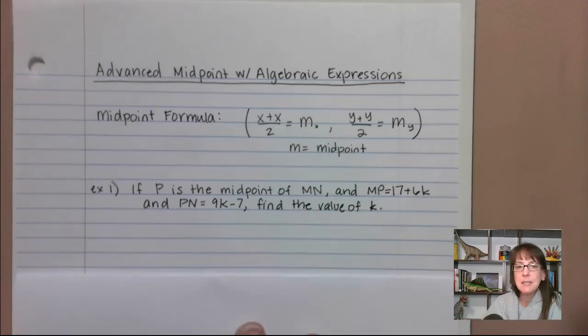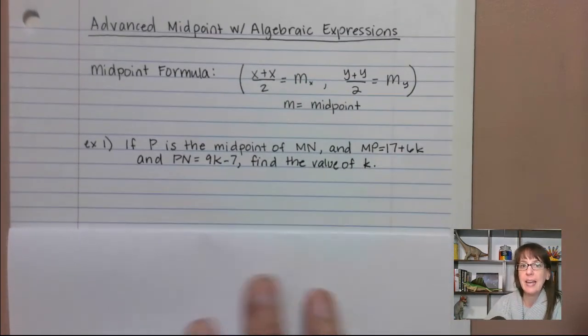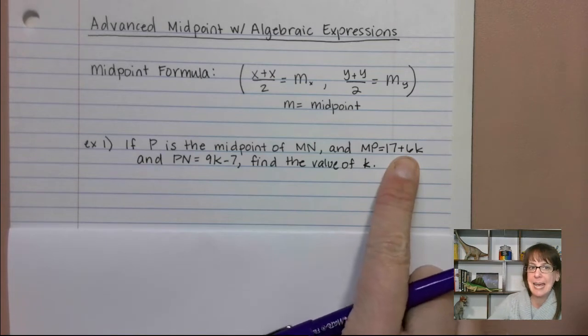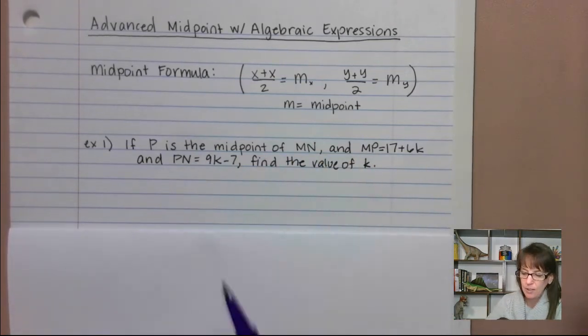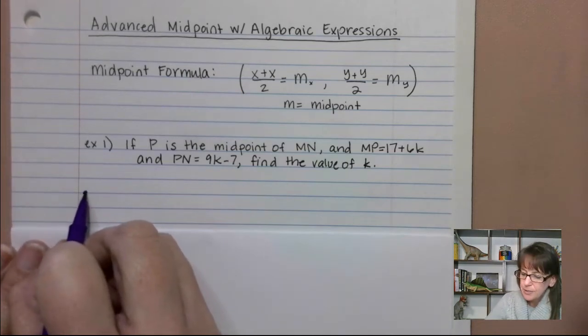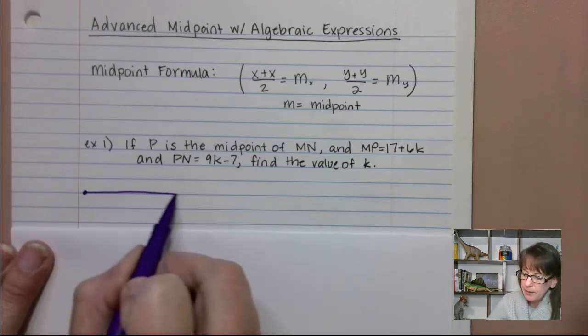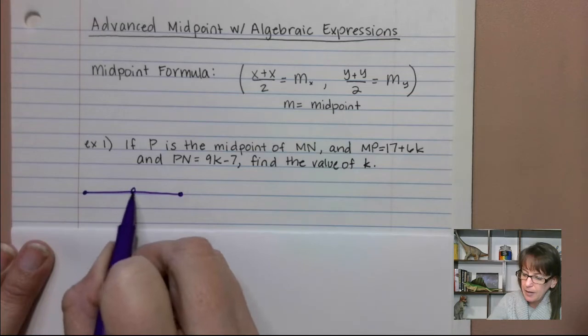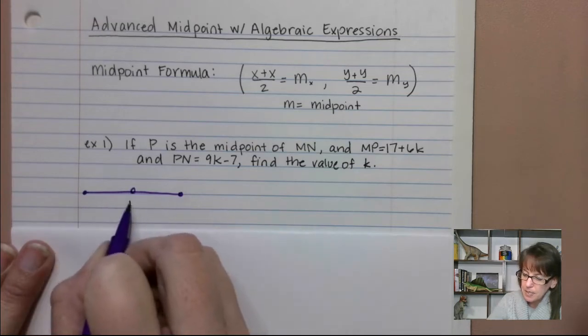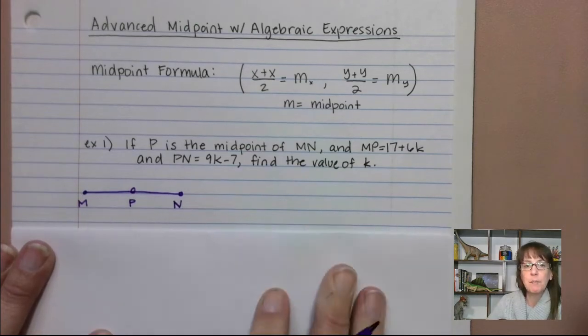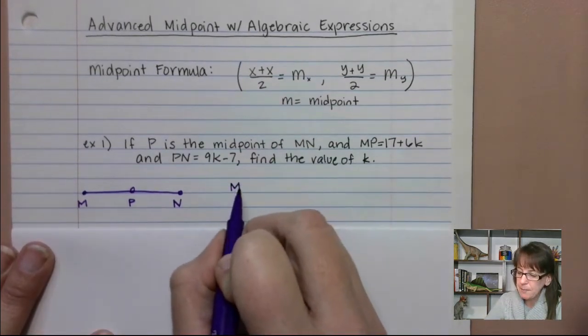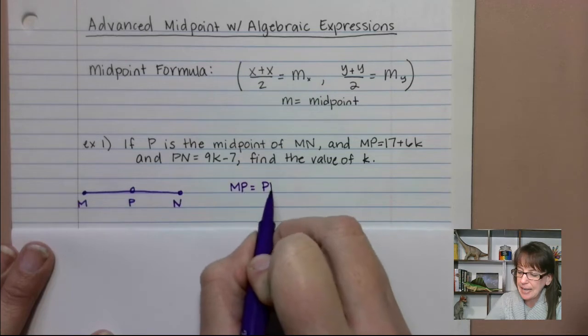If P is the midpoint of MN and MP is 17 plus 6K and PN is 9K minus 7, find the value of K. Whew, that seems like a lot. So here's what we've got. We have P is the midpoint of MN. So this is P, this is M, and this is N. That means our midpoint formula means that MP is going to equal PN.